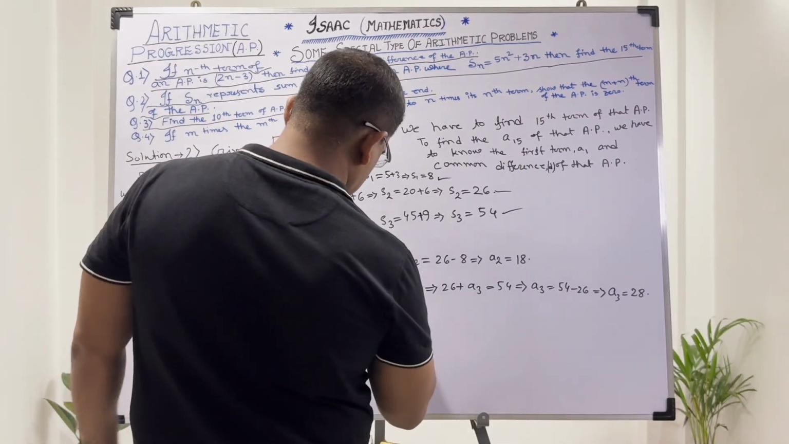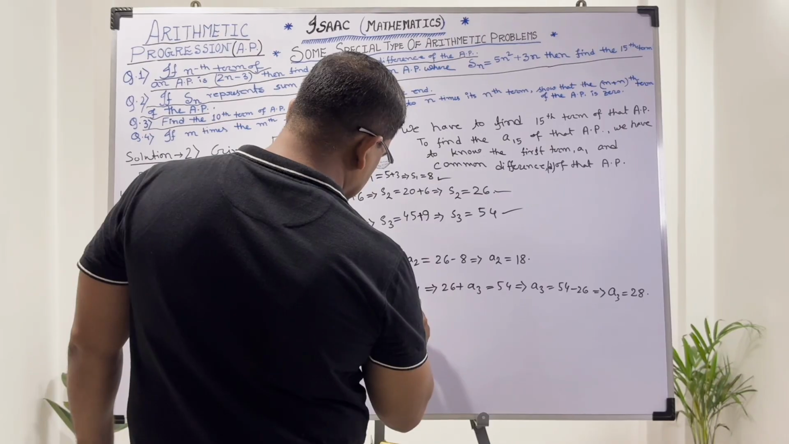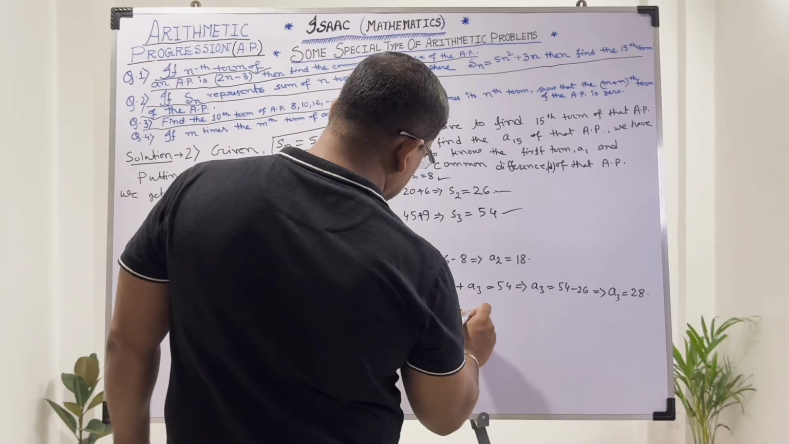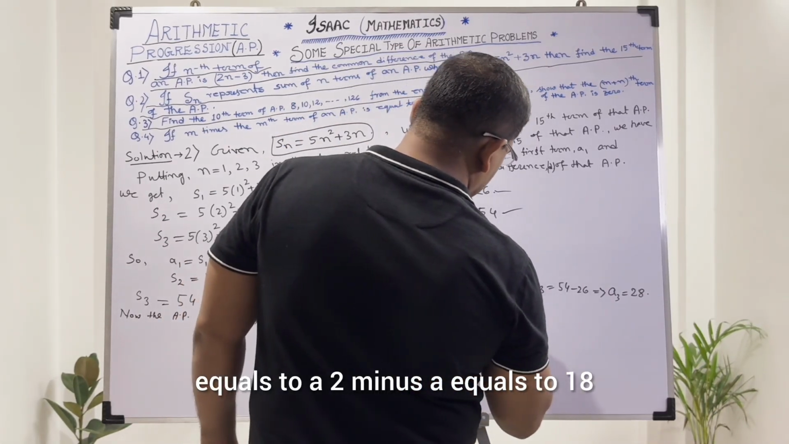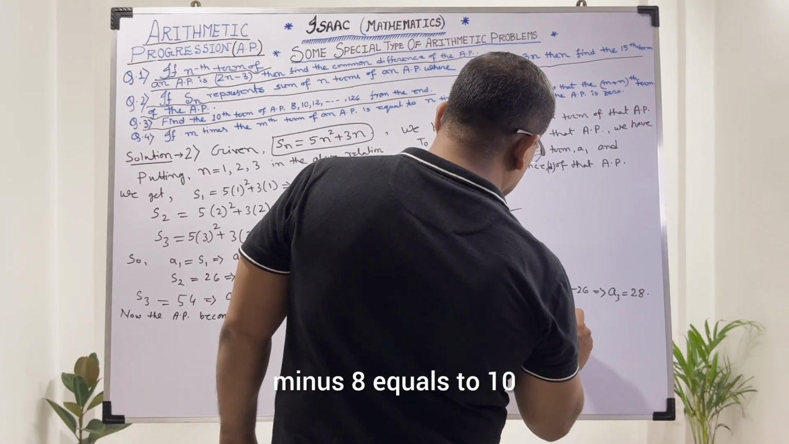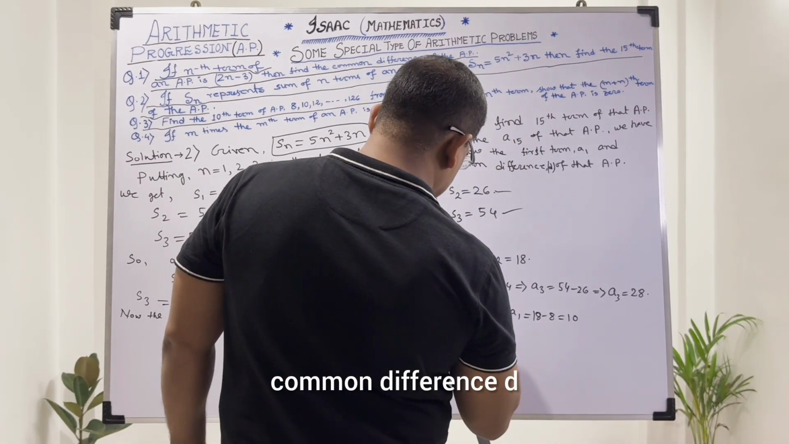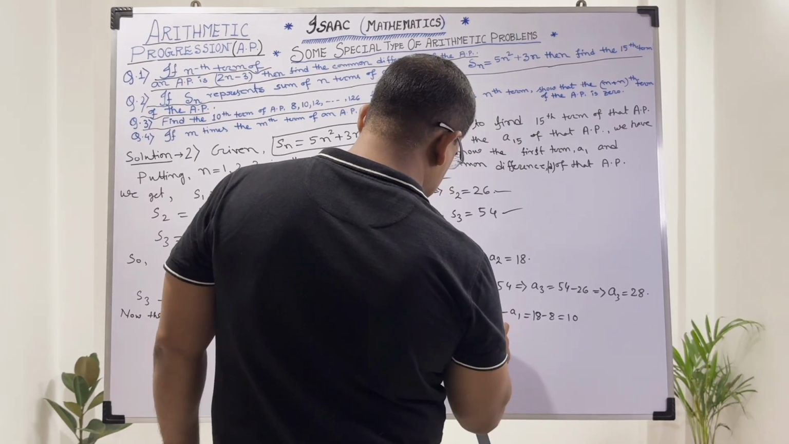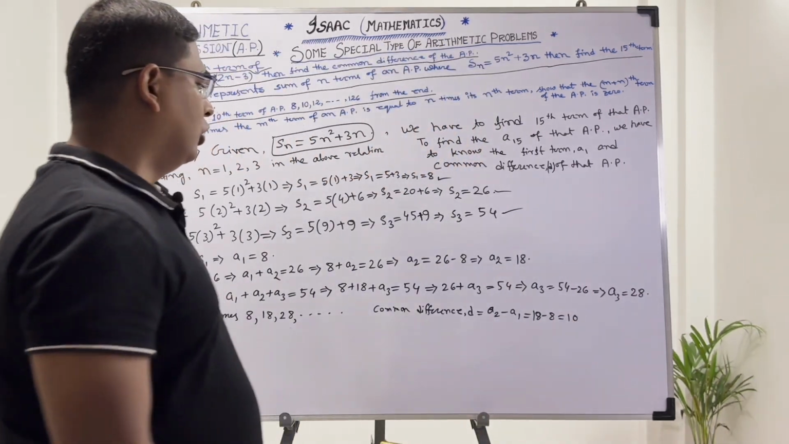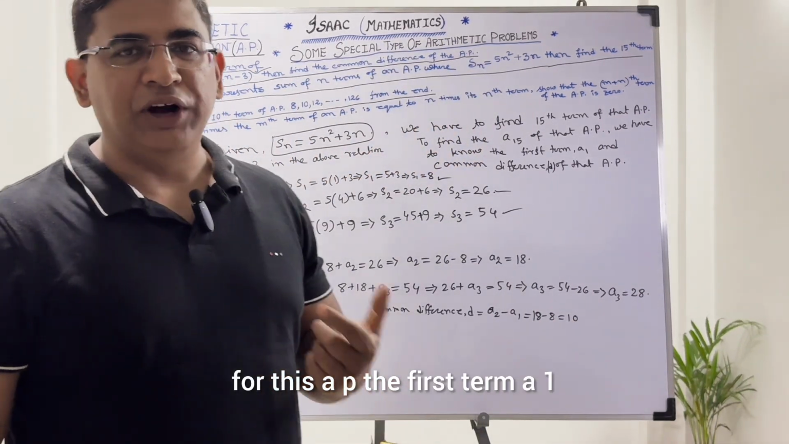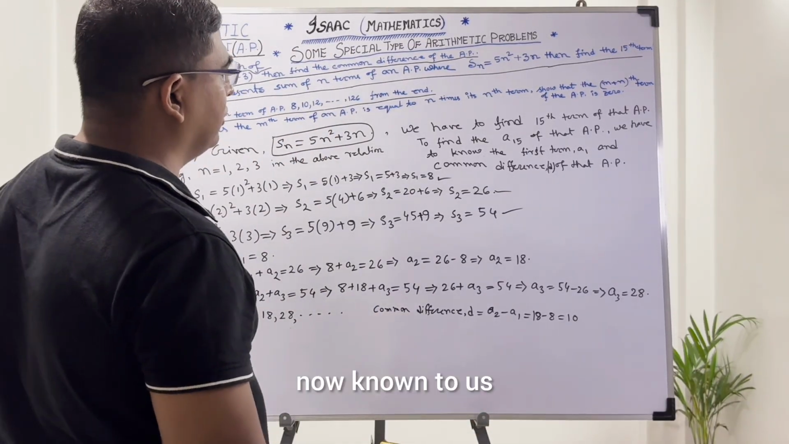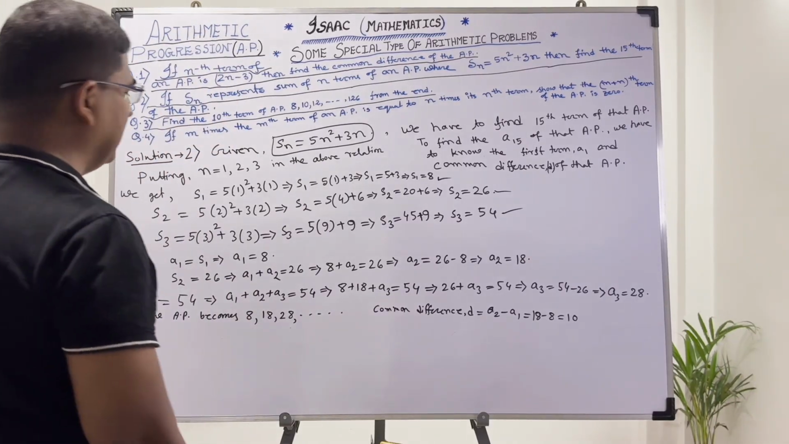So, common difference equals A2 minus A1 equals 18 minus 8 equals 10. Common difference D equals A2 minus A1 equals 10. So, for this AP, the first term A1 and common difference D are now known to us. That is why we can find its 15th term.